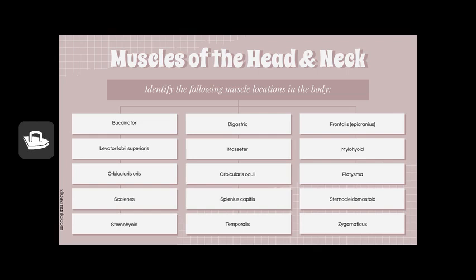And then we have the scalenes. The origin of the scalenes is going to be the cervical vertebrae. And last but not least, we will go ahead and do the temporalis. The temporalis origin is going to be the temporal fossa.